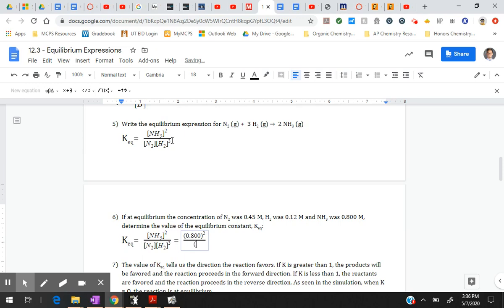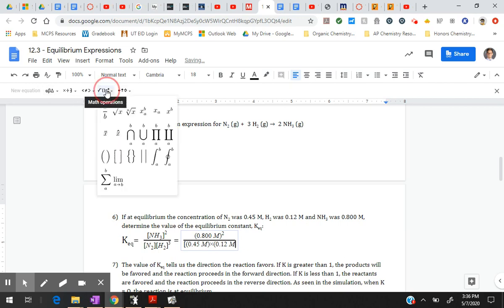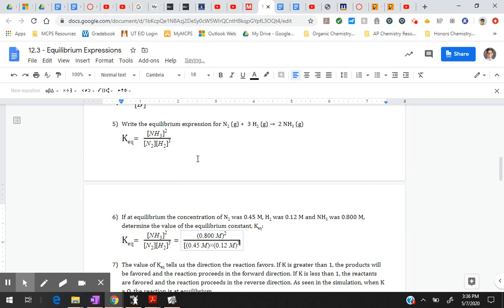And then in the denominator, I'm going to have 0.45 molar for N2, and I should put my units in here. I'm going to go back and do that. And then that's going to be times the concentration of H2 to the third power.